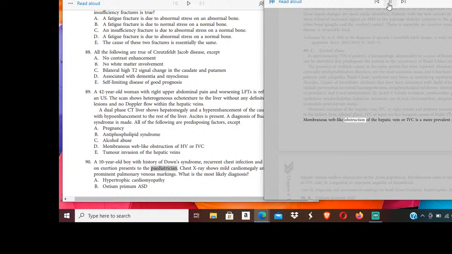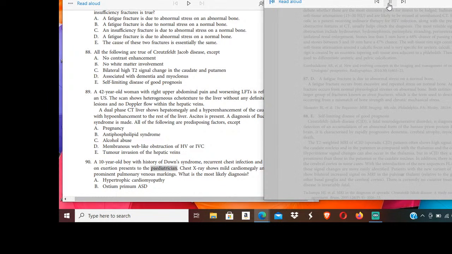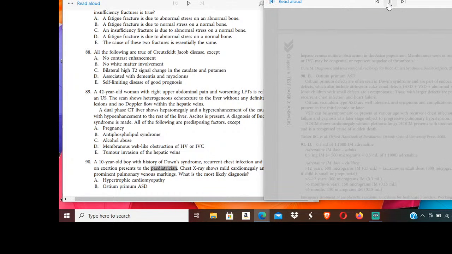Membranous web-like obstruction of the hepatic vein, or IVC, is a more prevalent cause of hepatic venous outflow obstruction in the Asian population. Membranous webs of the hepatic vein, or IVC, may be congenital, or represent sequelae of thrombosis.